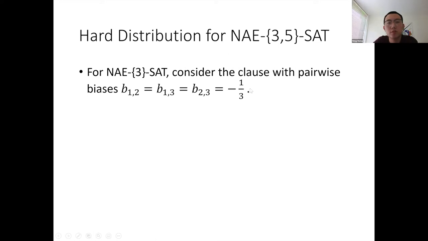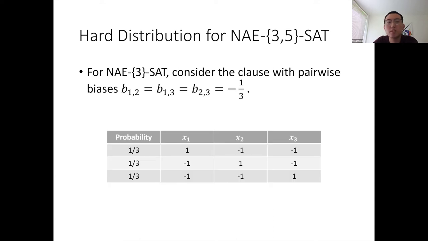So let's do it. For any three-set, let's consider the clause with pairwise biases all equal to minus 1/3. And for this clause, the SDP can come up with the following distribution of satisfying assignments. They basically take the average of the assignments where there is exactly one true literal. So this is a distribution of satisfying assignments, meaning that the SDP will consider this clause to be perfectly satisfied.